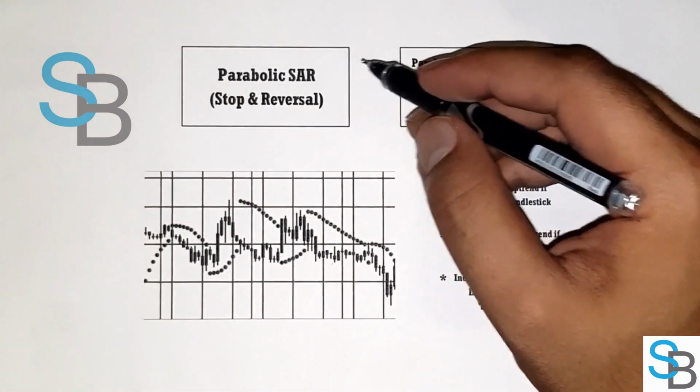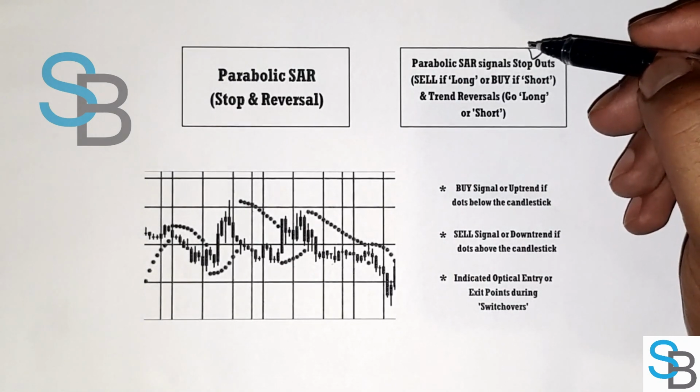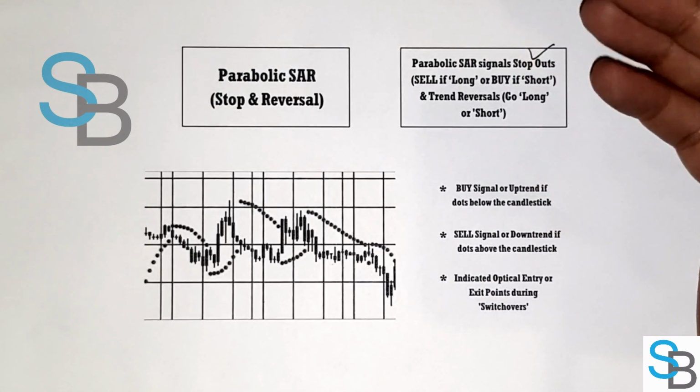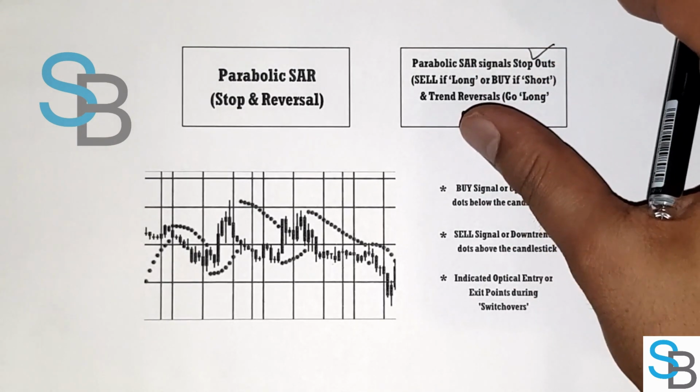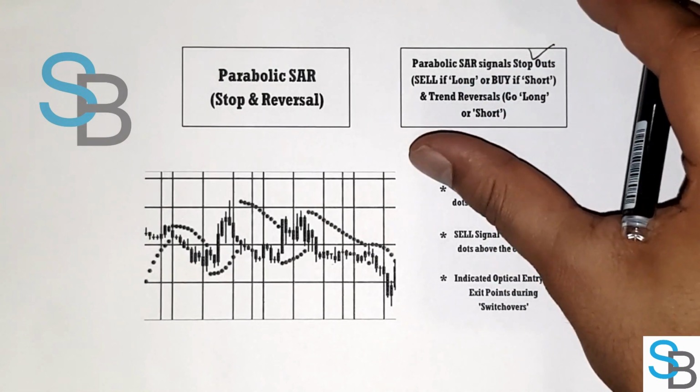Parabolic SAR signals stop-outs. That is, if you're long on a position, it tells you to sell, and if you're short on a position, it tells you to buy. In other words, it tells you when the trends are about to reverse and signals you to close your current trades.